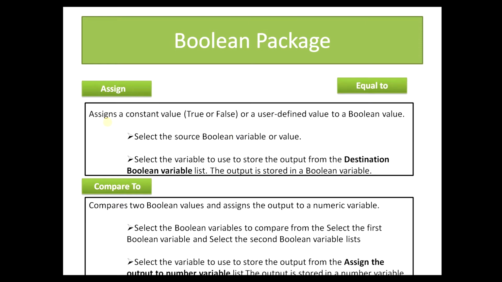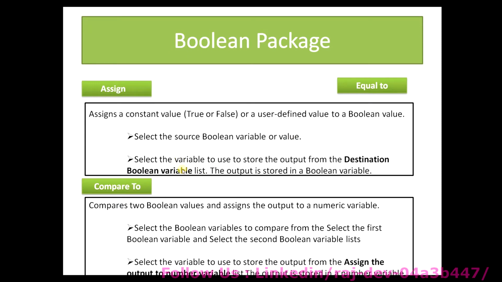By using this assign operation, we can assign a constant value. It can be either true or false, or we can directly call user defined values by using variables. This variable type should be a Boolean. You can see, select the source Boolean variable or a value. Either the value we select as true or false, or directly a user defined variable.